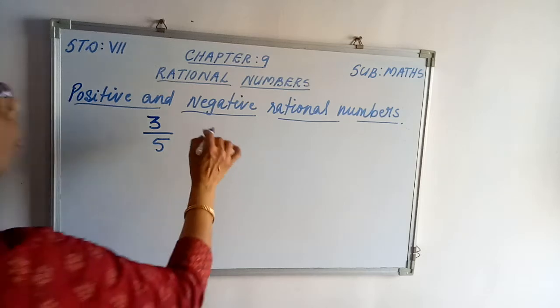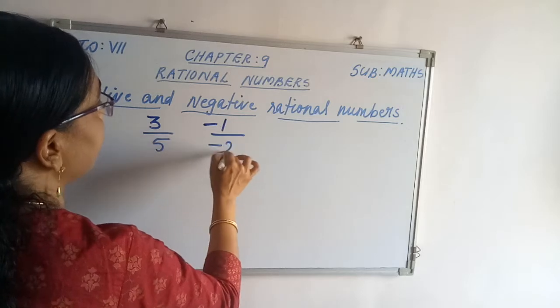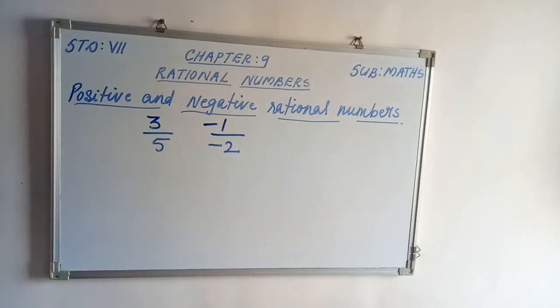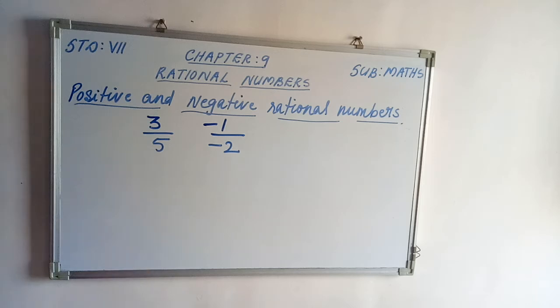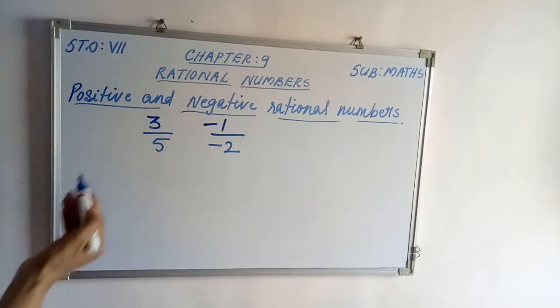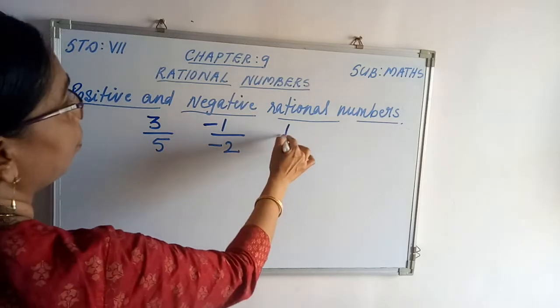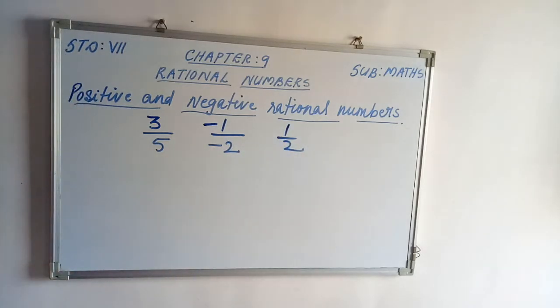Otherwise, if both numerator and denominator are negative, then also it's a positive rational number, because negative and negative get cancelled, as both are in the numerator and in the denominator. So minus 1 upon minus 2 means 1 upon 2 only. So it's an example of a positive rational number.